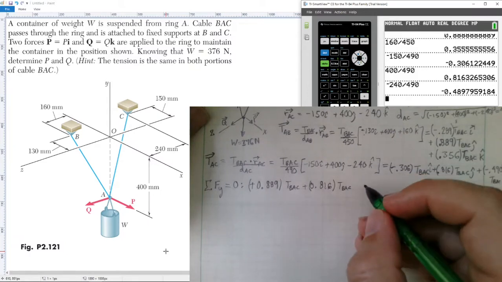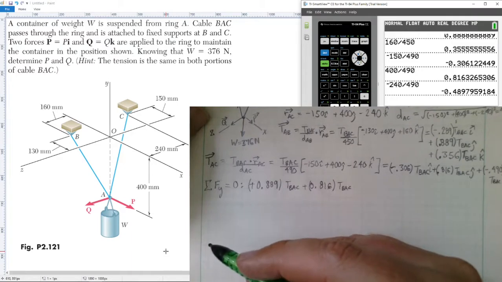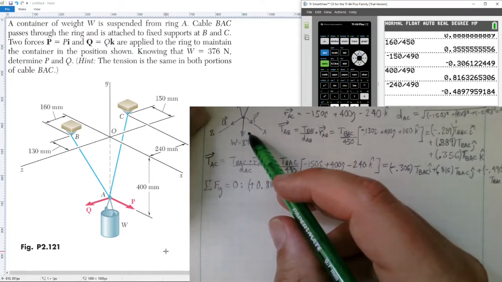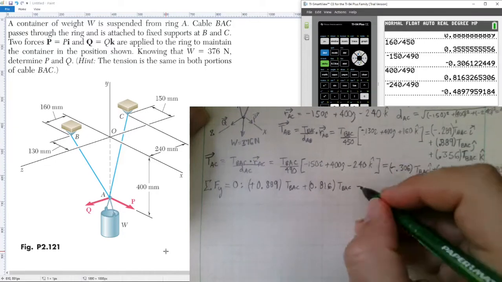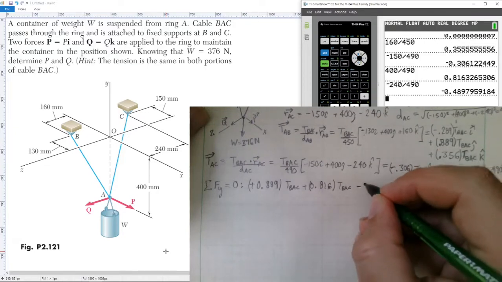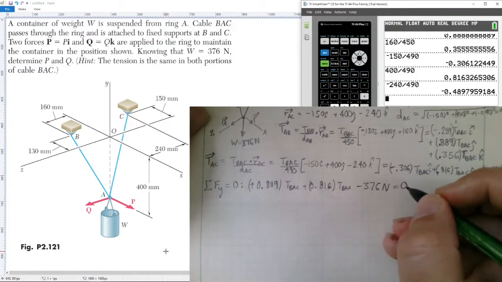And then don't forget I have my weight. We have this weight pulling down. They tell us with a force of 376 newtons, so it's pulling down in the negative Y hat, negative J hat direction, so it's minus 376 newtons, equal to 0.